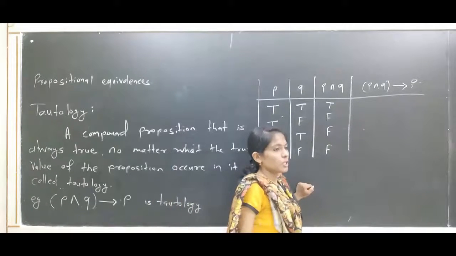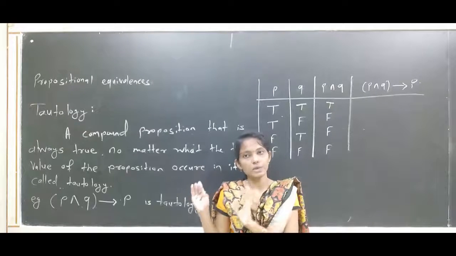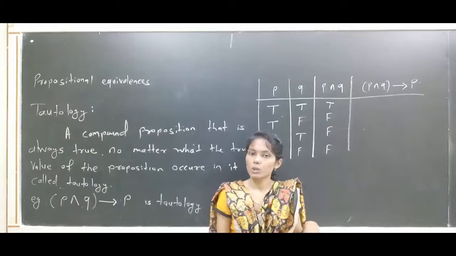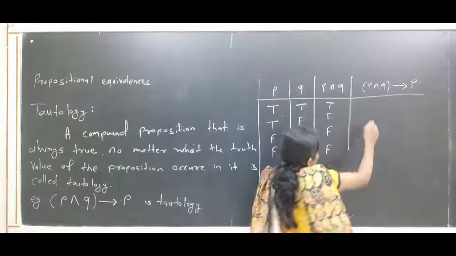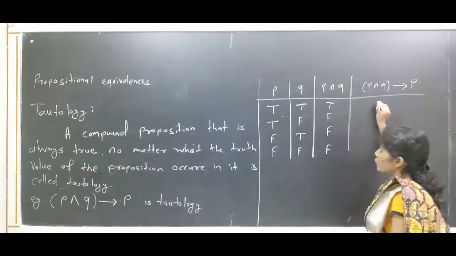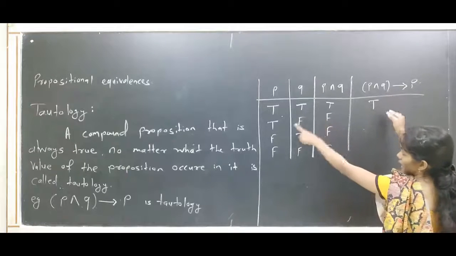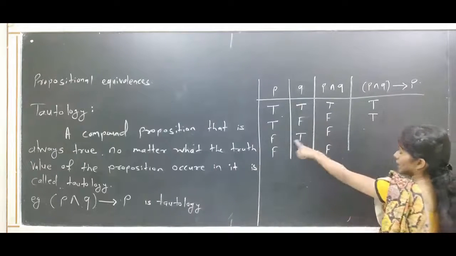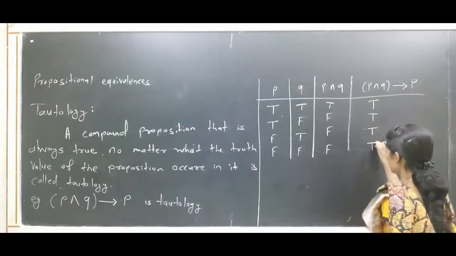Now, here we want to find P and Q implies P. So implication, that is a conditional statement. Conditional means if P is true and Q is false, then its implication is false. Otherwise, all are true. So we apply this result here. So we get T, T, then T, and again T, and for FF again we get T.